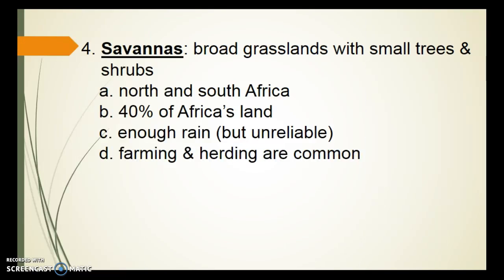Savannas are, again, 40% of Africa's land. So between deserts and savannas, that's most of Africa. A savanna is a broad grassland that has smaller trees and shrubs. It doesn't have enough rain to sustain a rainforest. It's in the northern and southern parts of Africa.